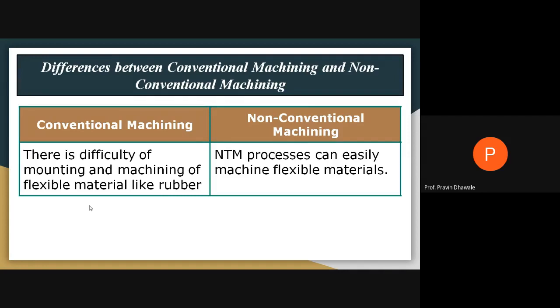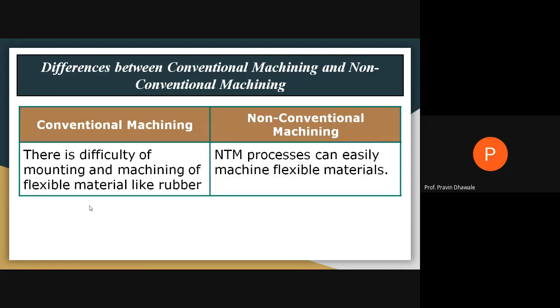The next point regards the machining of certain materials that have flexibility, like rubber. While machining a flexible material, it is quite difficult in case of conventional machining, because mounting such flexible material on a machine is one of the challenging works. Then another challenge is how to machine such flexible material. But in case of a non-traditional or non-conventional machining process, such flexible material like rubber can be easily machined. So this is the main point.